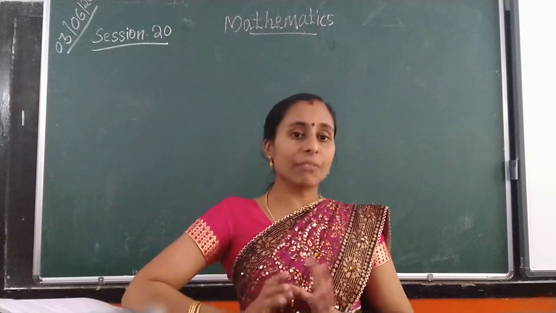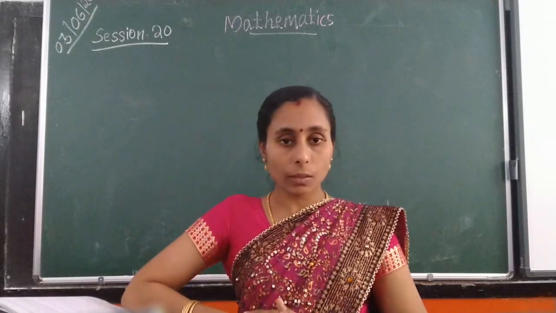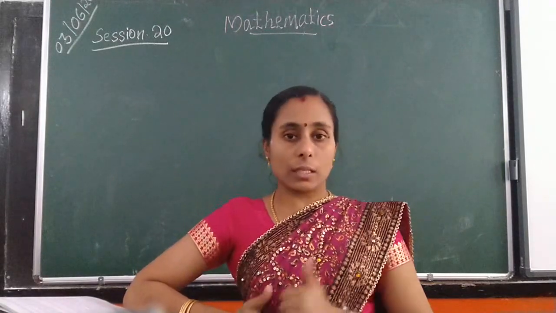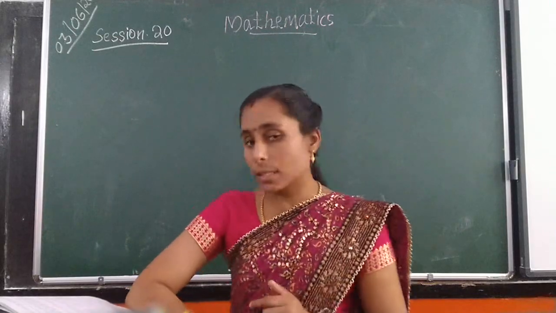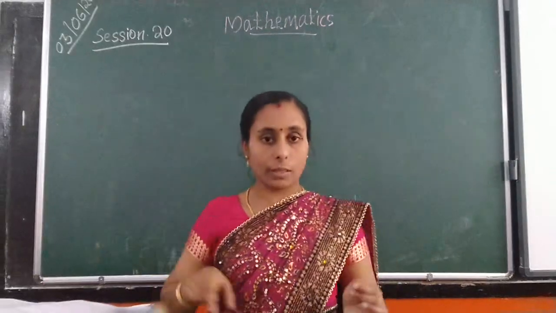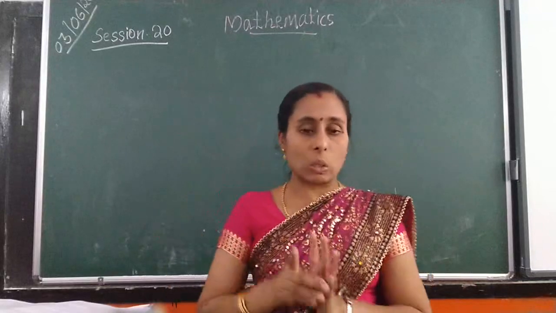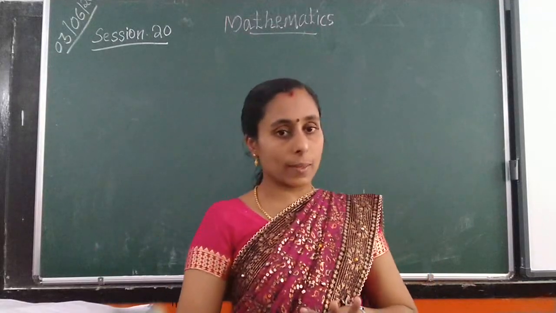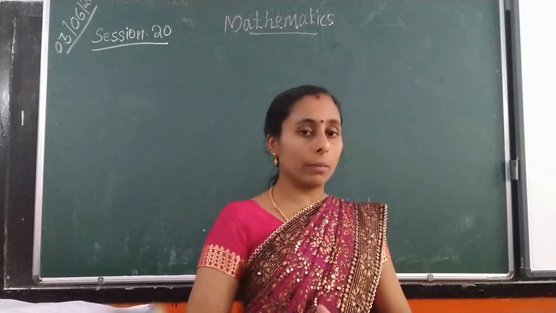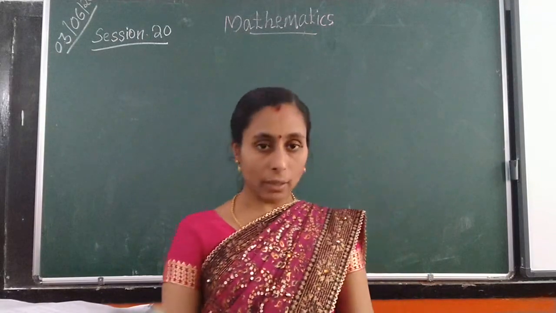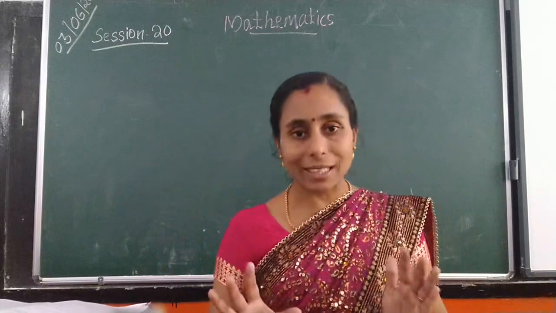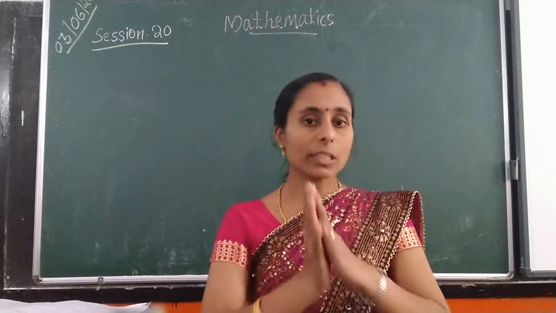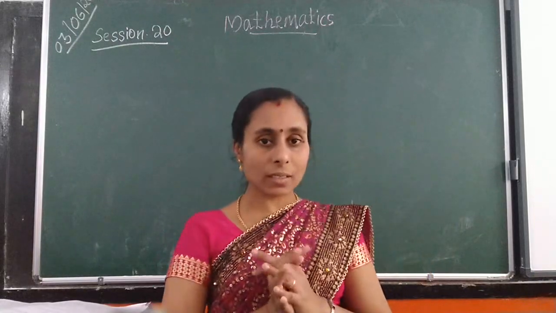Then, circumference. The boundary, the border of a circle, is called the circumference. Then, semicircle. Half of a circle is called a semicircle. Arc, a part of a circle, is called an arc. These are all the things we have learned in the last class.